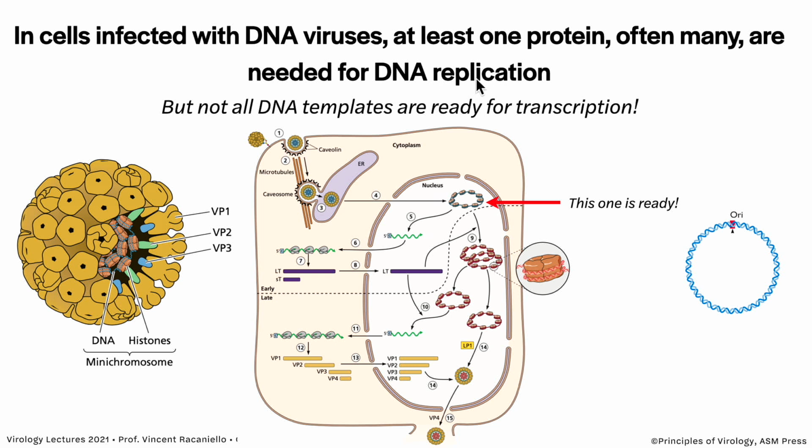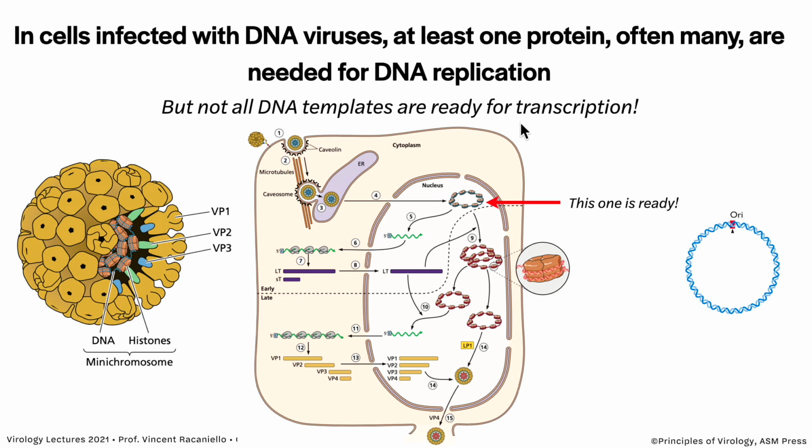So what do you have to do to make one protein? You have to make messenger RNA. So the first biosynthetic event that happens in a cell infected with the DNA virus is going to be transcription. And that's why we do this today before DNA synthesis, because it has to happen first. However, not all DNA templates are ready for transcription. I alluded to that in the previous slide.